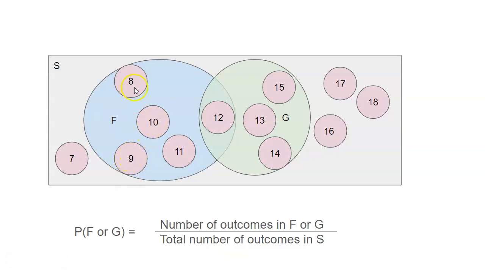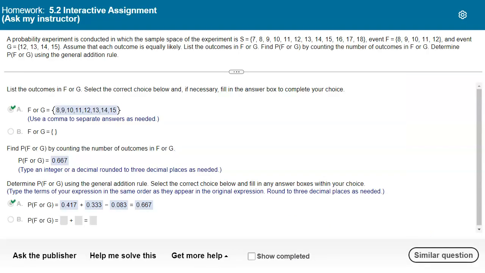We have here 1, 2, 3, 4, 5, 6, 7, 8 outcomes in F or G, 9, 10, 11, 12 total outcomes in the sample space. So that's 8 over 12, or if we divide and get a decimal answer rounded to 3 decimal places, that's 0.667.